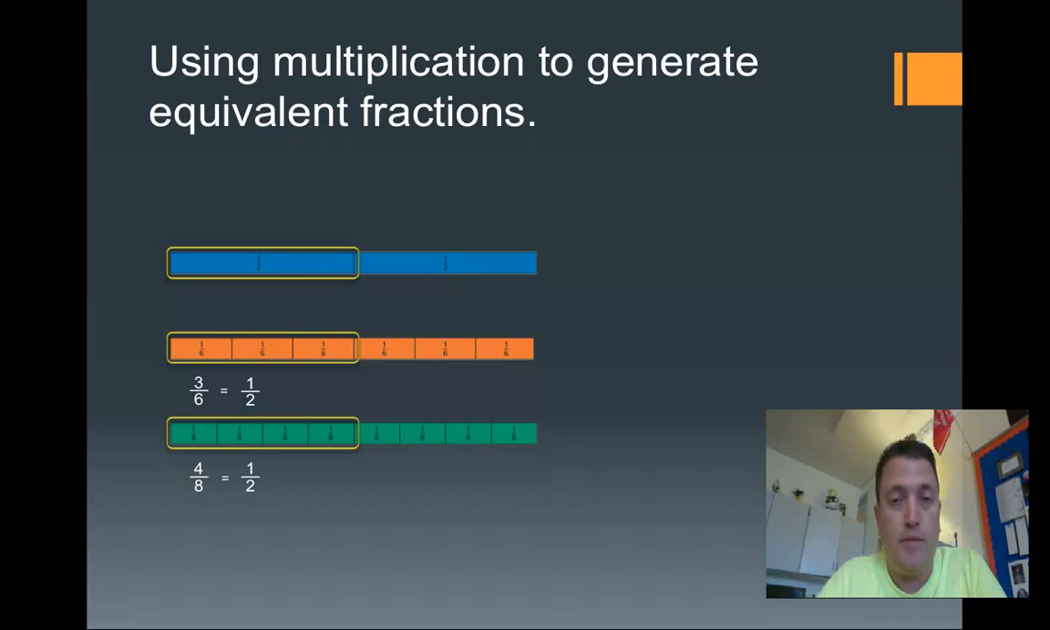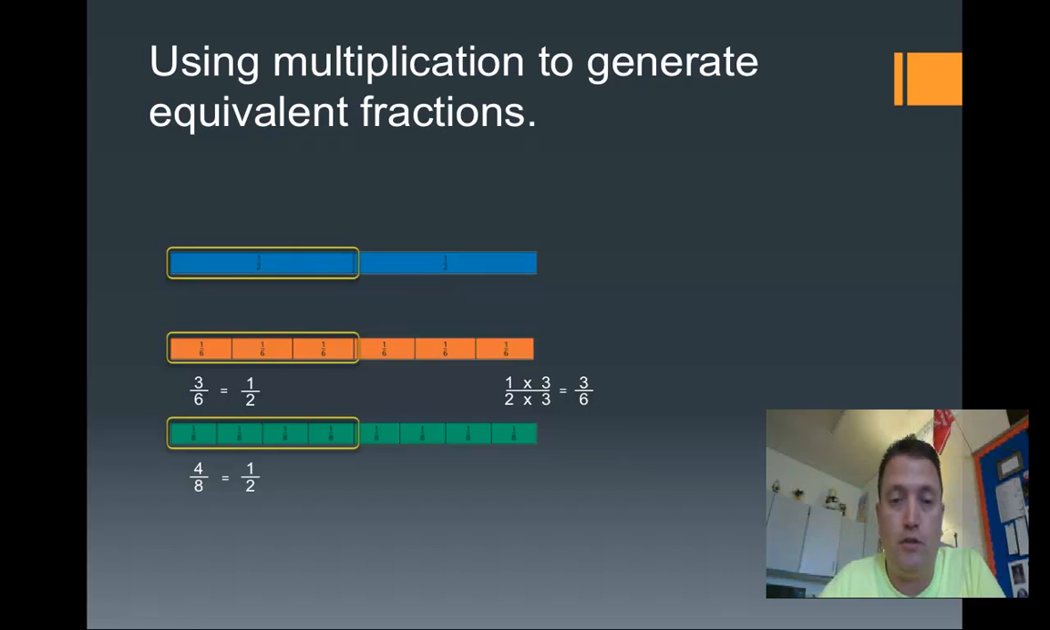Now, let's talk about using multiplication to generate equivalent fractions. Again, this should be reviewed from last year, but let's take a look at this first fraction down here. We've got 3/6 equals 1/2. How do I make 1/2 into 3/6? Well, how do I make 1 into 3 or 2 into 6? What do I have to multiply by? I have to multiply by 3. Okay, so 1 times 3 is 3, and 2 times 3 is 6. So that's how we get that 3/6.